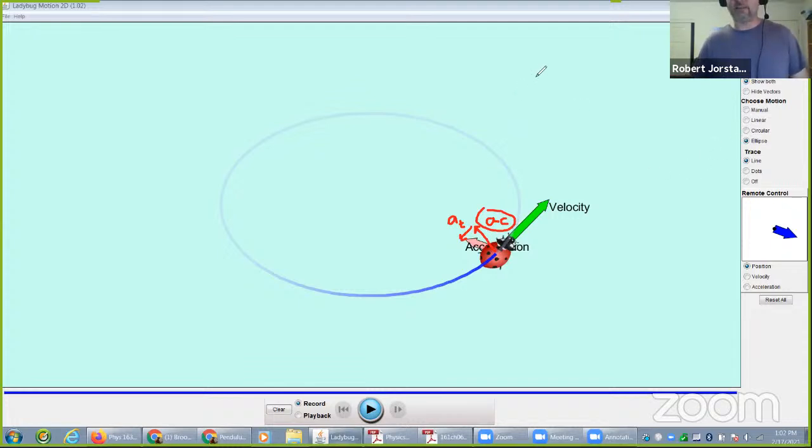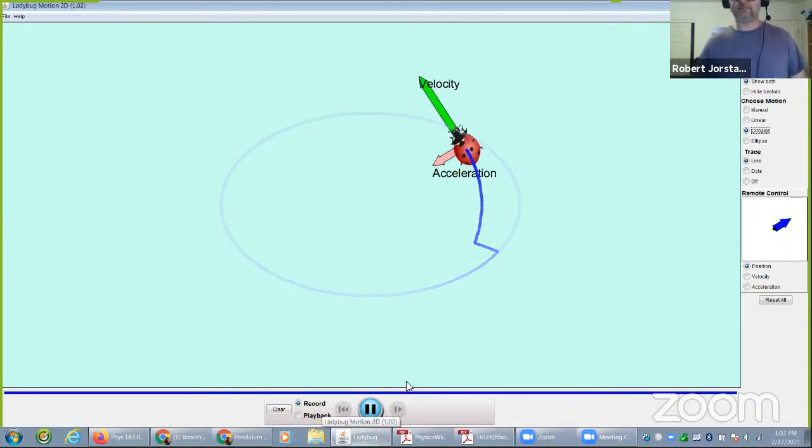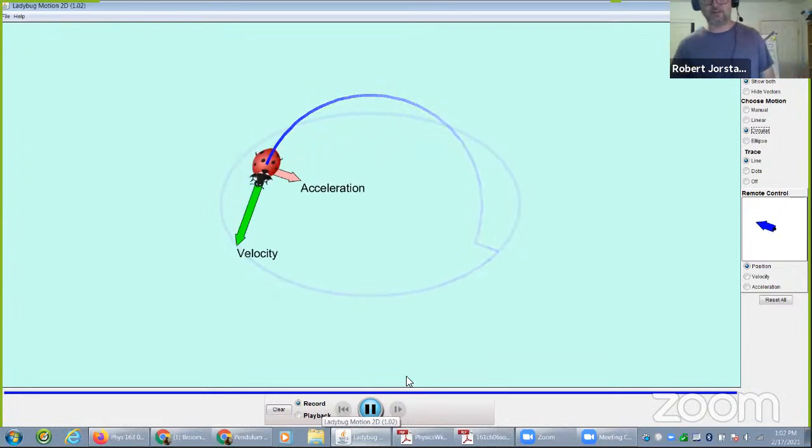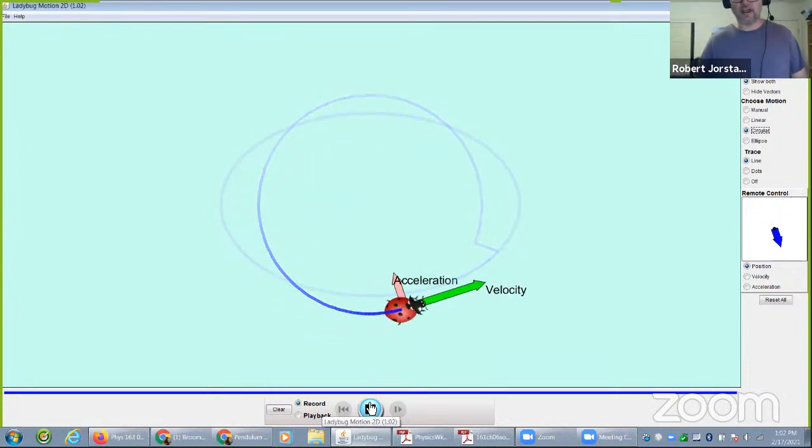Now, what's cool about this, if you watch this in circular motion and I play it, here it's going in a circle. Notice at any point in the circle, the acceleration is purely towards the center. So this is why if we have uniform circular motion, meaning circular motion with constant speed, constant radius, the acceleration tangential is 0. There's no acceleration opposite the velocity or with the velocity.